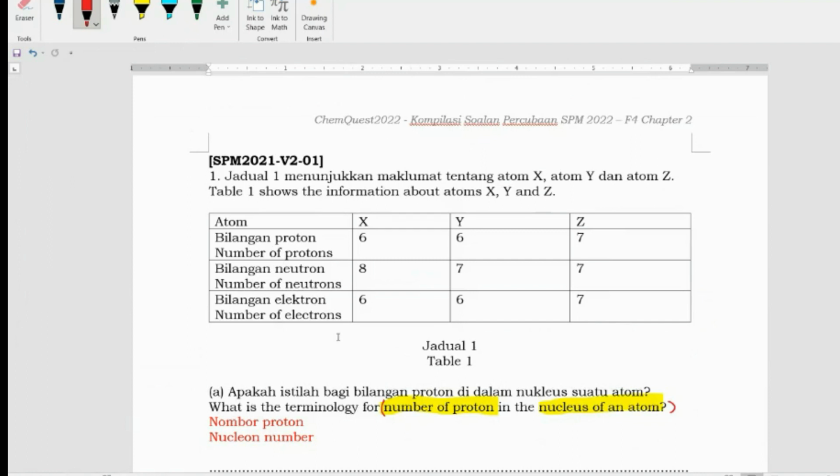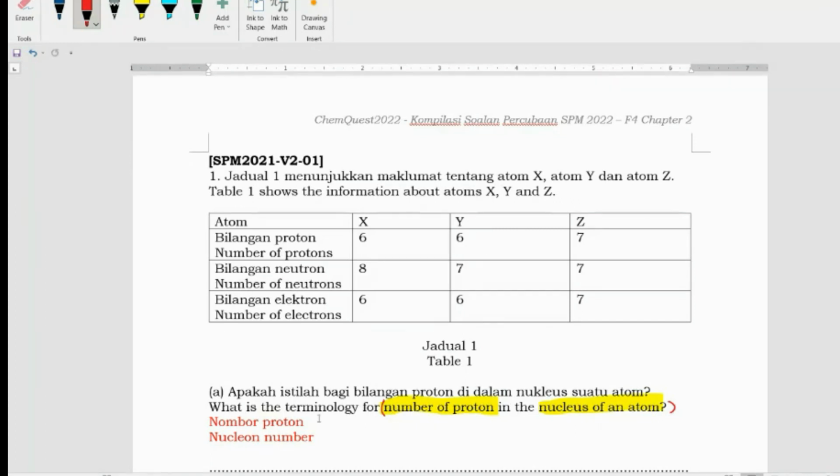Siapa ini yang baru masuk? Sekejap, cikgu check dulu. Not qualified fish. Siapa tu? Faris also. Okay. Saya takut nanti orang lain yang masuk. Okay. Yeah, welcome, Faris.